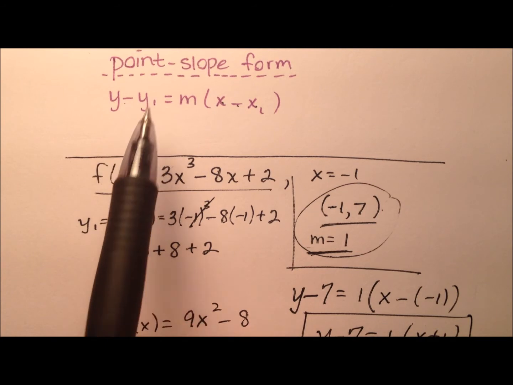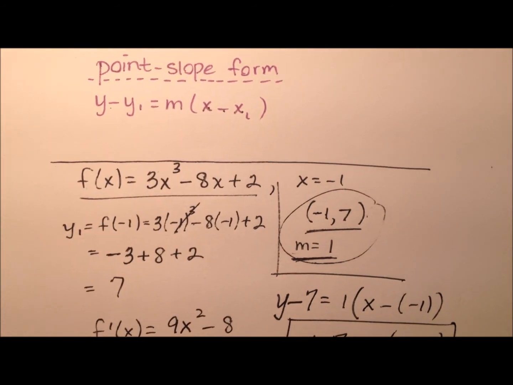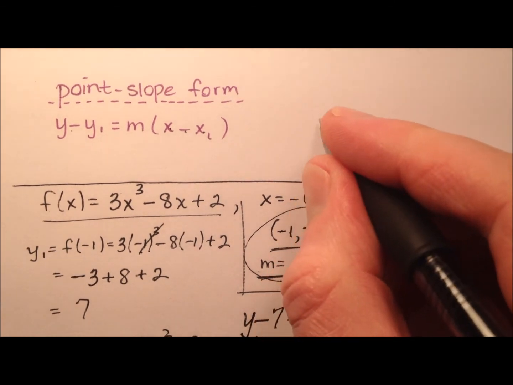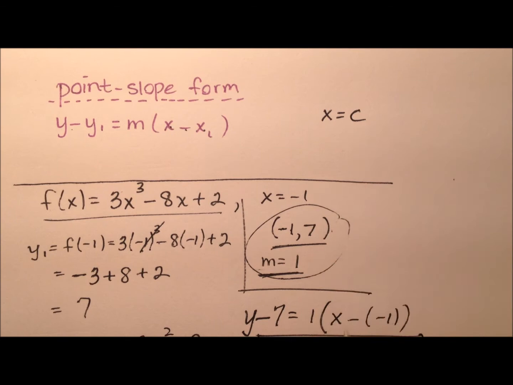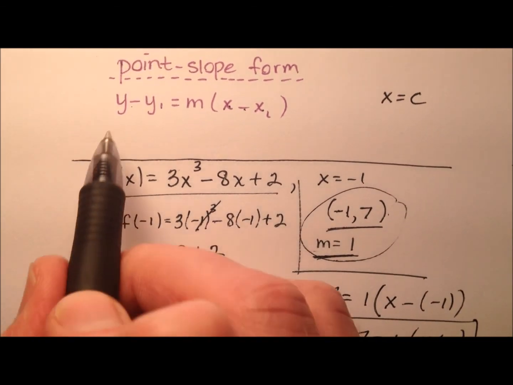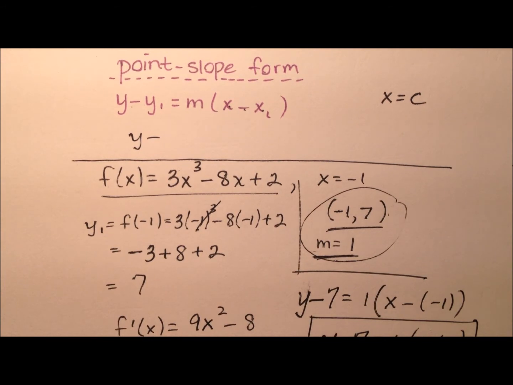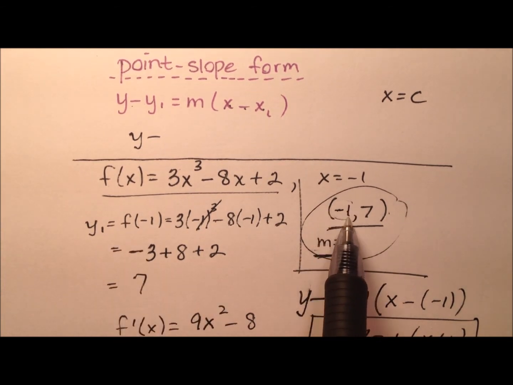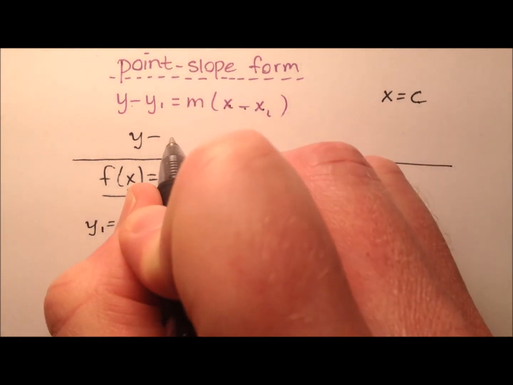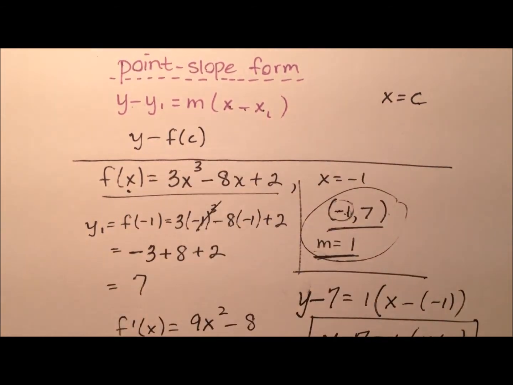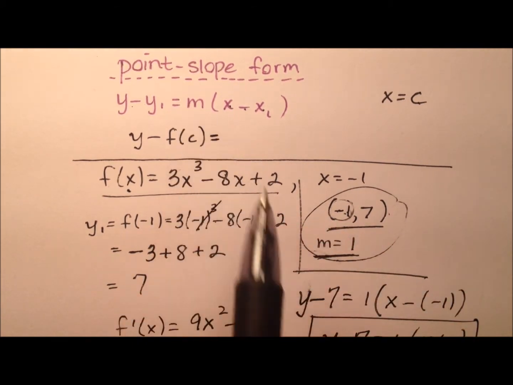So y minus the y value equals m, which is our slope, times the quantity x minus the x value. For our intents and purposes, we're going to say our x value is going to be c. Okay, that's used a lot. So y minus the y value. What was the y value? How did we get that? Well, we plugged the x value into our original function. So c into our original function. So y minus f of c. Okay, well that equals the slope.